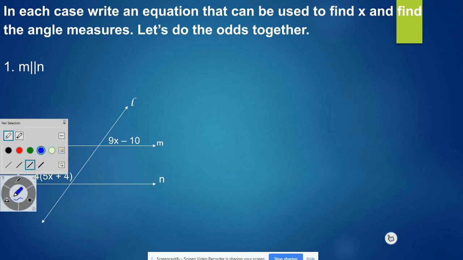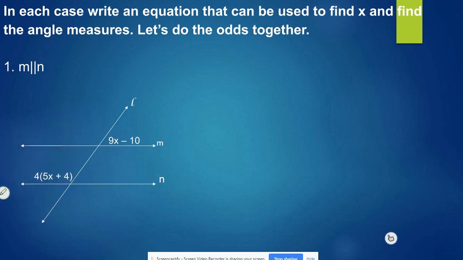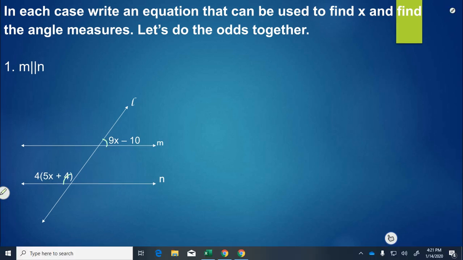So for number one, it tells us that m is parallel to n. That's important because these relationships only exist if the two lines are parallel cut by a transversal. So here we have an acute angle, and here we have an obtuse angle, which is our hint that those are supplementary and not congruent. So we're going to add them and set them equal to 180. So we get 4 times (5x plus 4) plus 9x minus 10 equals 180.